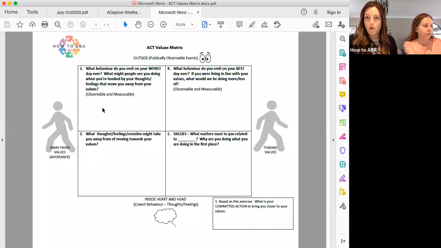Obviously, the top two quadrants are the ones we are always way more comfortable with, because it's very easy for us to identify behaviors to reduce and behaviors to increase.